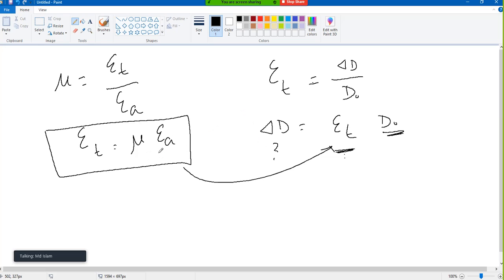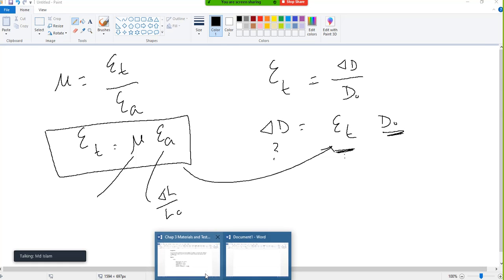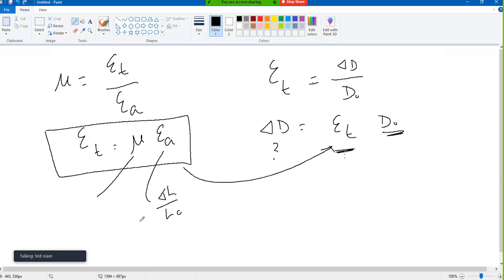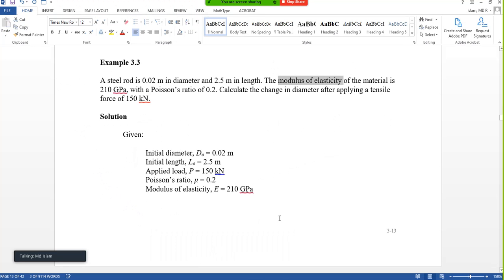Okay, now how to find epsilon A? Very simple. Epsilon A is delta L divided by original dimension. Poisson ratio will be given to you. Something must be given to you. You cannot find everything in the same problem unless you do the testing. Okay, let us see what they did. You can see they gave you Poisson ratio and modulus of elasticity. Actually there are many; all depends on what data is given.